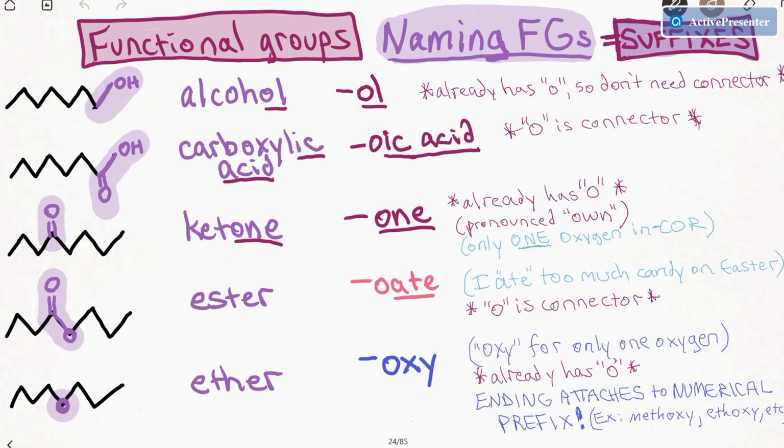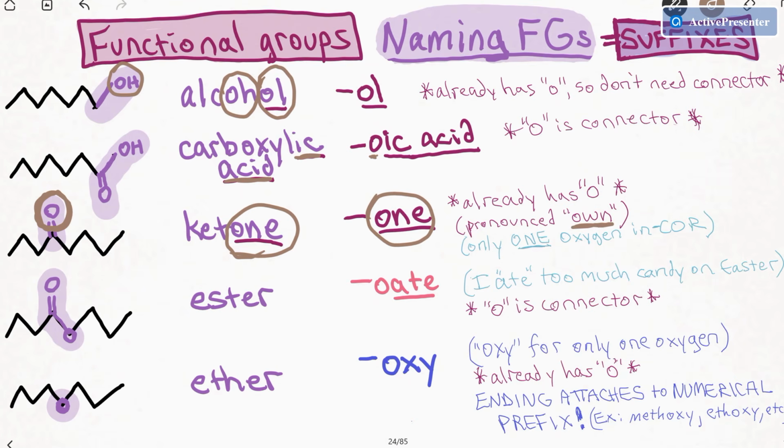So alcohol, the ending is OL because alcohol ends in OL. And what's the alcohol functional group? It's an OH because OH comes right before the OL in alcohol. So alcohol ends in OL because it has an OH. Now, carboxylic acid, we end in ic acid, but we put the O there. The O is the connector. Ketone has one double-bonded oxygen. So one at the end of ketone, the word one. Now we pronounce it own, like you own something, but it's spelled one. That helps me remember that the ketone gets the ending one because it has one double-bonded oxygen. Now, as I said before, I ate too much candy on Easter, so 8 is the ending for ester. And of course, we put the little connector vowel there with O.